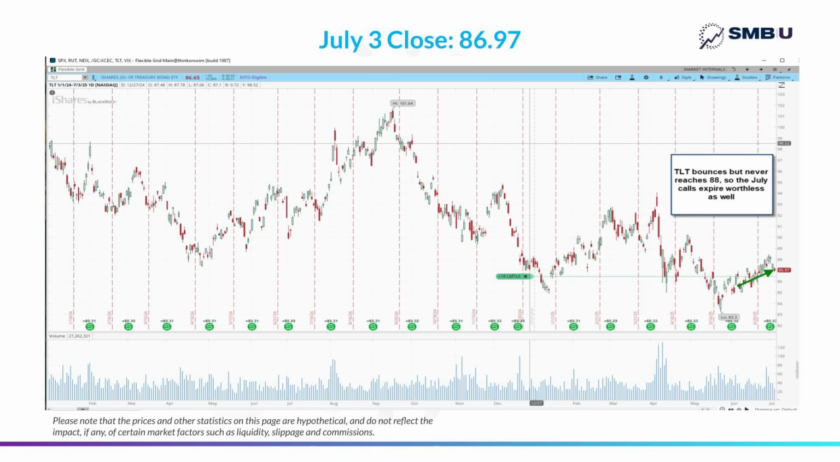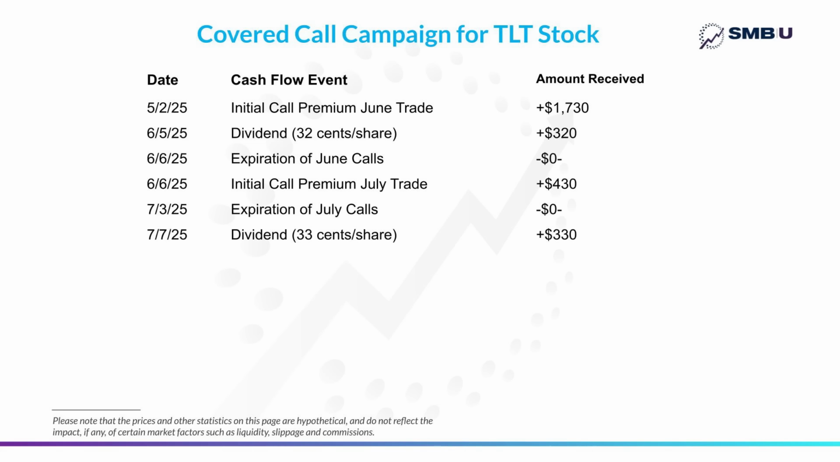As you can see, while TLT bounced, it didn't make it to 88, closing at 86.97 on the day these options expired, so those calls closed worthless as well. So when you combine the July initial $430 of call premium and the dividend issued on July 7th, the total is now up to $63.60 in total cash flow.